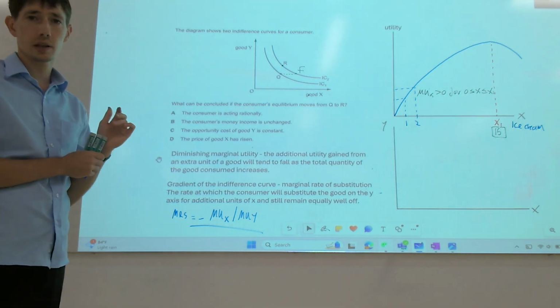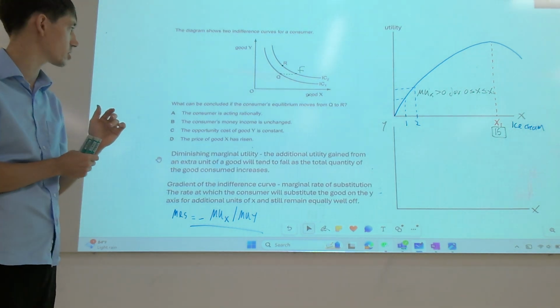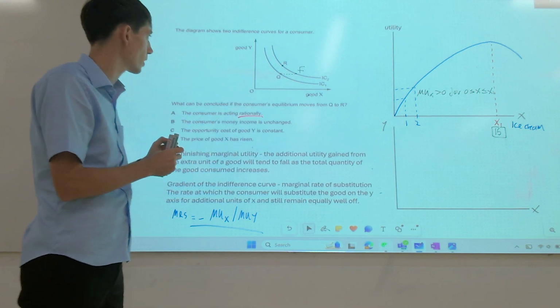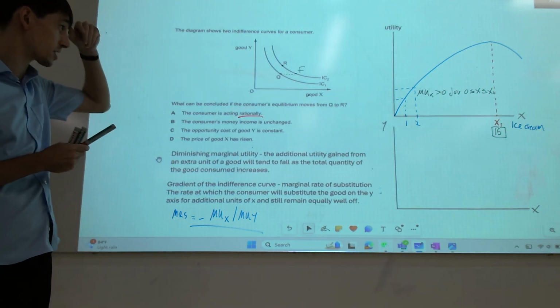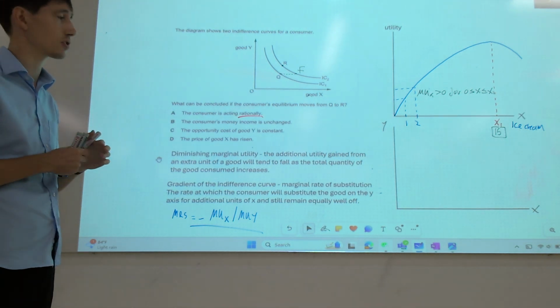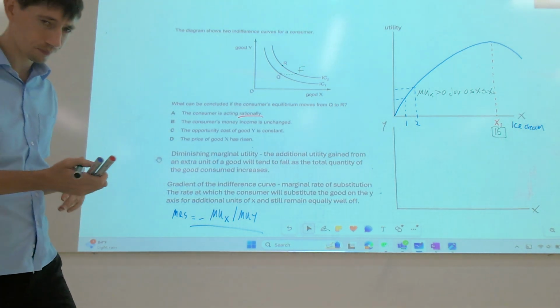Having more utility is surely good, and pursuing something which is good is surely rational. So moving from Q to R is a rational thing to do based on our assumptions of consumers as utility maximizers. So that is the answer to this one.